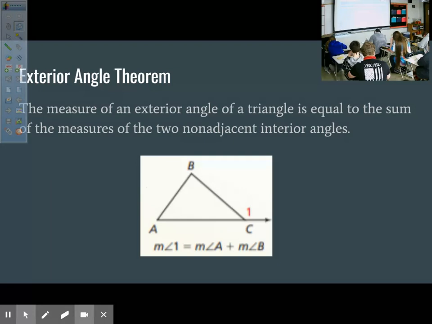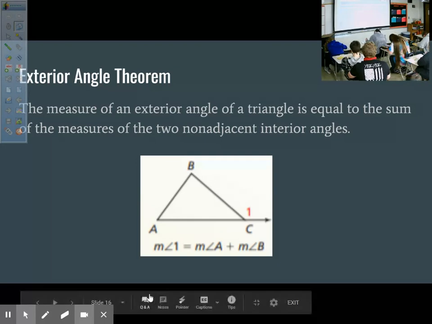After you write the definition, over there on the right below the picture, you need to write this formula. The measure of angle 1 equals the measure of angle A plus the measure of angle B.